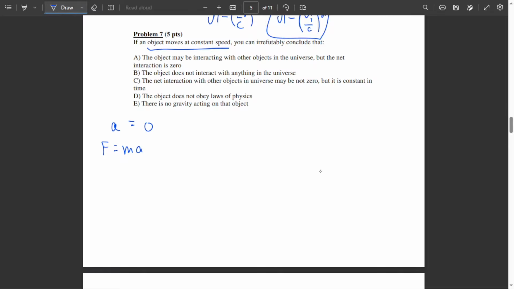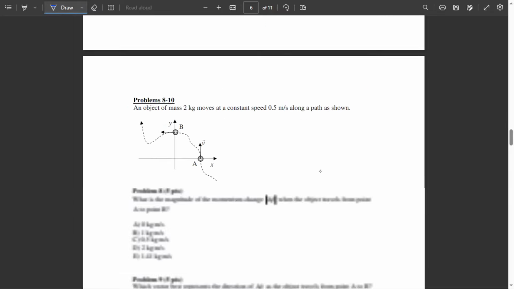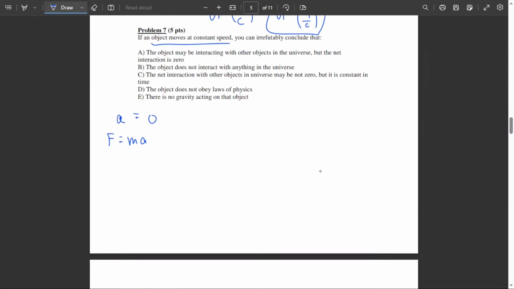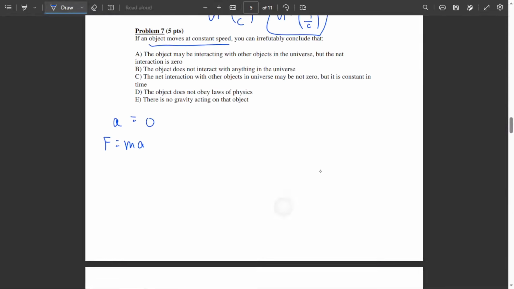So for example, if you imagine a block on the ground, it's not moving, so there is no acceleration, but there's still forces. There's the force of weight and the normal force. But since those two forces are equal in magnitude but opposite in direction, the net force is 0, so there's no acceleration going on.